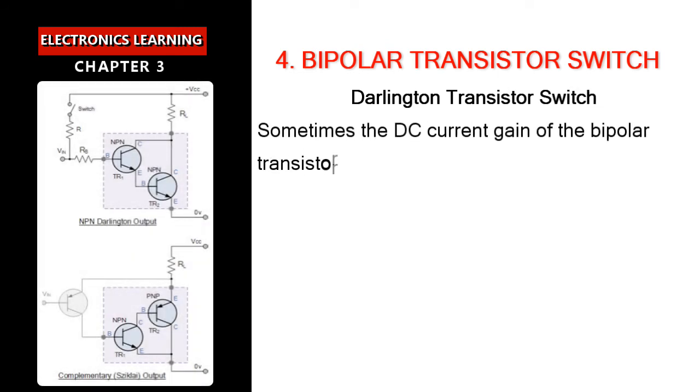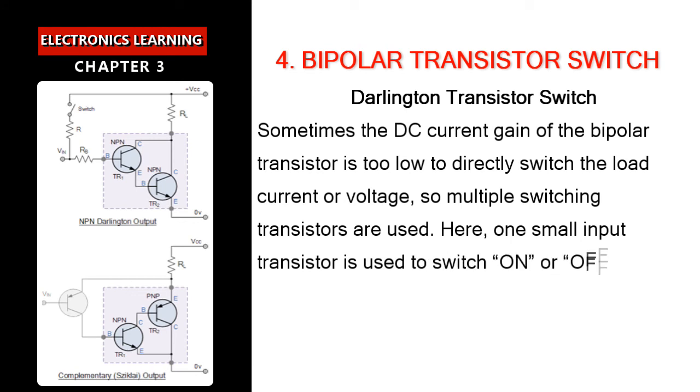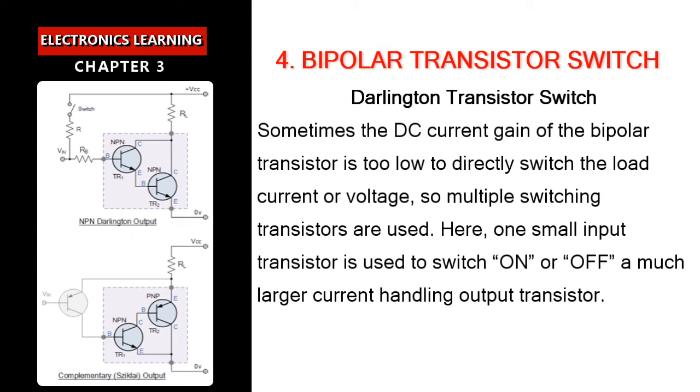Darlington Transistor Switch. Sometimes the DC current gain of the bipolar transistor is too low to directly switch the load current or voltage, so multiple switching transistors are used. Here, one small input transistor is used to switch on or off a much larger current handling output transistor.